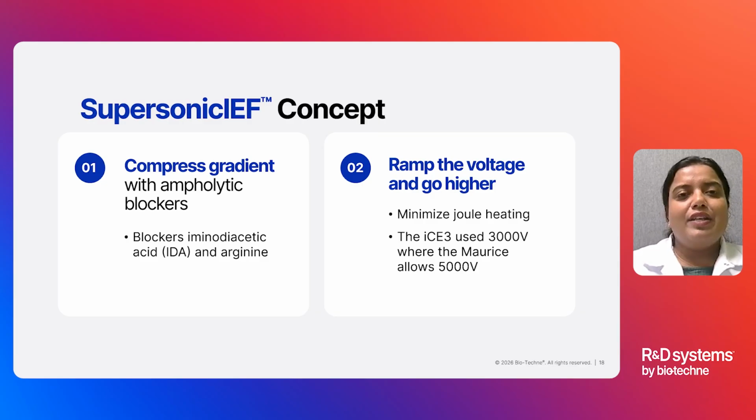First, the ampholytic blockers, such as iminodiacetic acid and arginine. It compresses the pH gradient, which allows the protein to focus more quickly. And secondly, Maurice can operate at a higher voltage, which can go up to 5,000 volts, while minimizing Joule heating that further accelerates the separation. Together, these improvements reduce the analysis time to under 5 minutes while maintaining the resolution and data quality expected from standard icIEF methods.